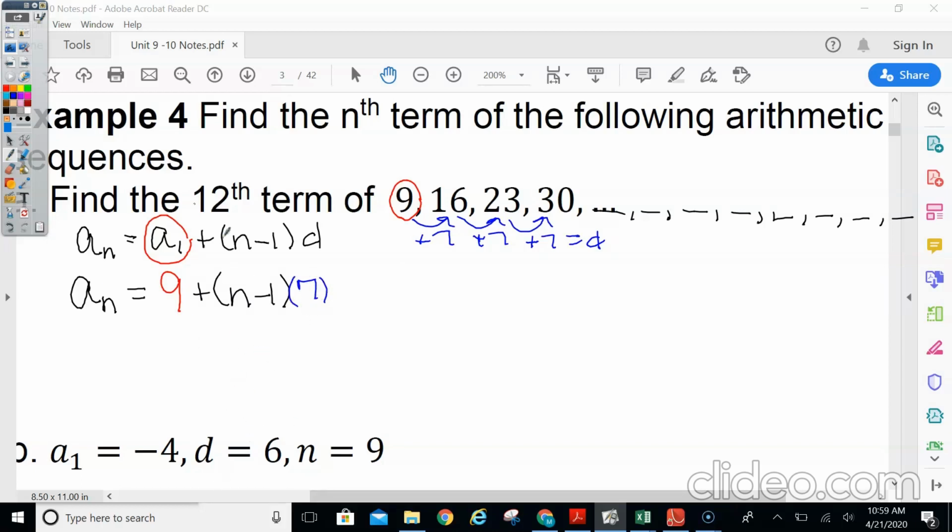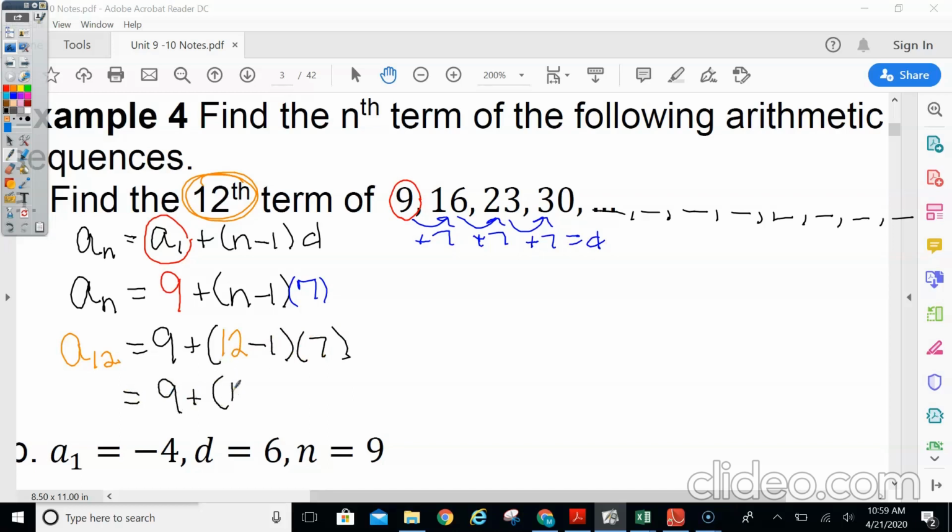We just have to simplify it, but here we don't have to simplify because specifically it's asking us for the 12th term in the sequence. So it's asking us for a sub 12, which means the n value is going to be 12. We're going to do 12 minus 1 times 7. And so simplifying, we do the parentheses part first. 12 minus 1 is 11.